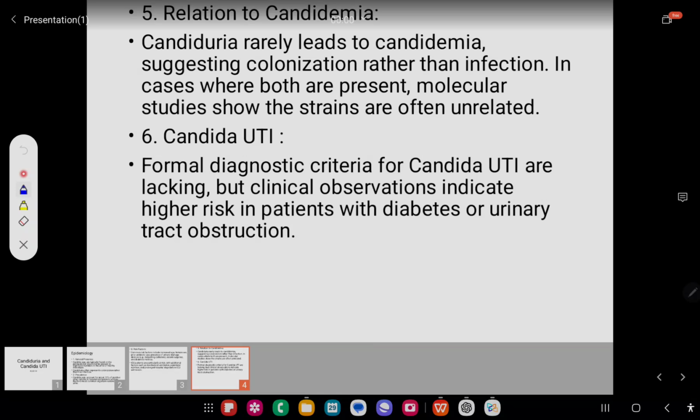Now I am going to show the difference of colonization and true infection in detail.